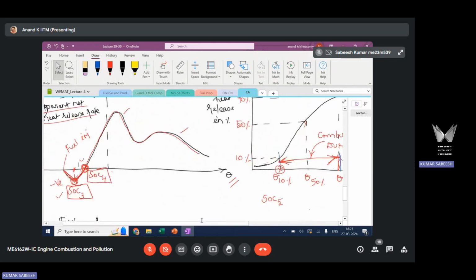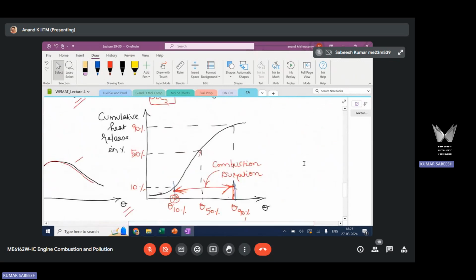And that is primarily used for CI engine, this criteria. The other one is cumulative heat release. Later on, I will discuss how to get this cumulative heat release. Cumulative heat release is derived from the instantaneous heat release, which we have discussed just now. So from the instantaneous heat release, you will be able to get the cumulative heat release in percentage.